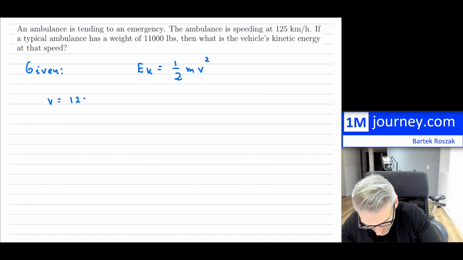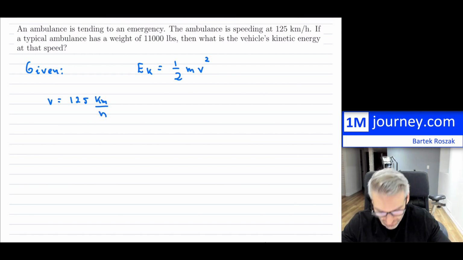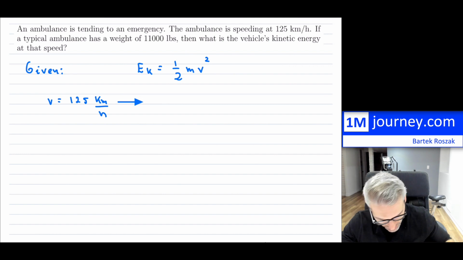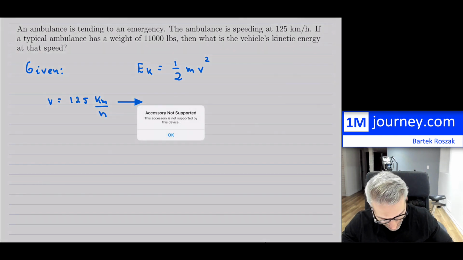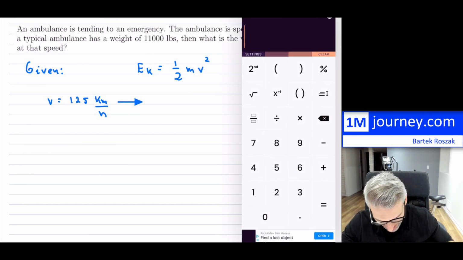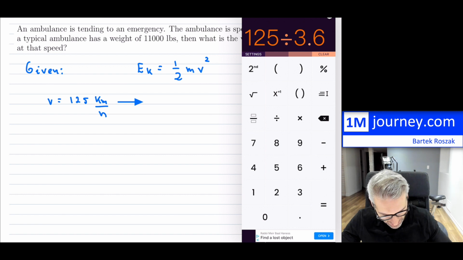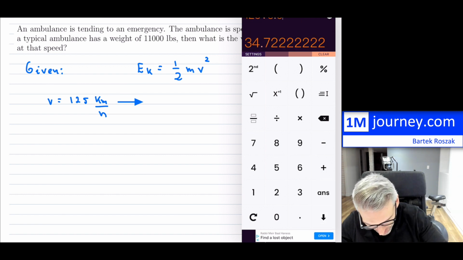Now, they do give us the speed in here. So this is 125 kilometers per hour. Now we're going to need to change this into SI units. So let's do that. In terms of converting this, I'm going to take out a calculator, so 125. I'm pretty used to this conversion, so it's going to be divided by 3.6 in order to get the speed. So that's 34.7 and a bunch of 2's, and this is now meters per second.